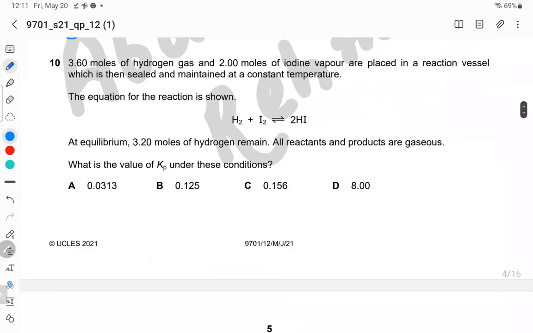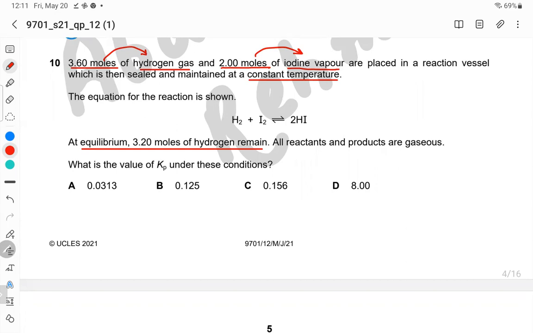Question number 10. 3.6 moles of hydrogen gas and 2.0 moles of iodine vapors are placed in a reaction vessel, which is then sealed and maintained at constant temperature. The equation for the reaction is shown. At equilibrium, 3.2 moles of hydrogen remains. All reactants and products are gaseous. What is the value of Kp?